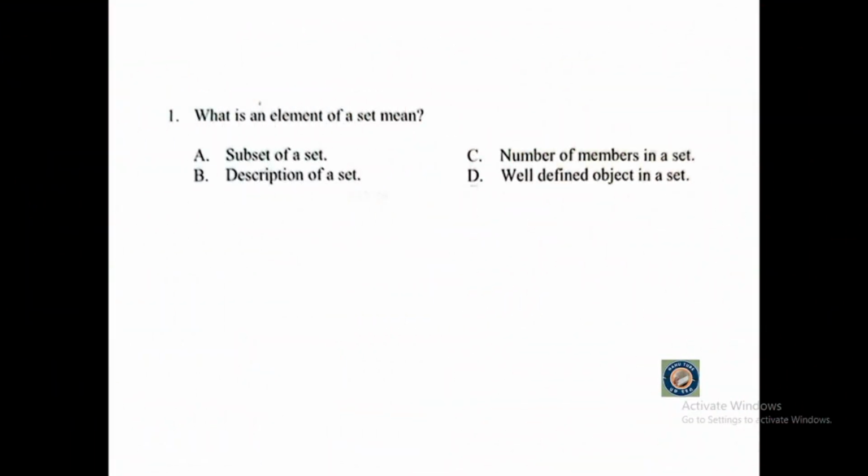What does an element of a set mean? A. Subset of a set. B. Description of a set. C. Number of members in a set. Or D. Well-defined object in a set.